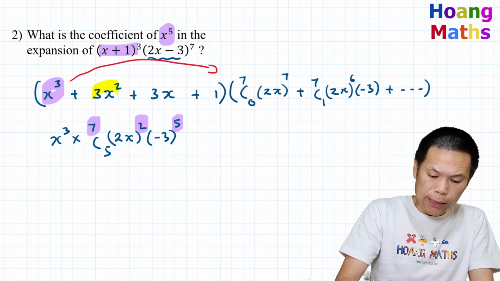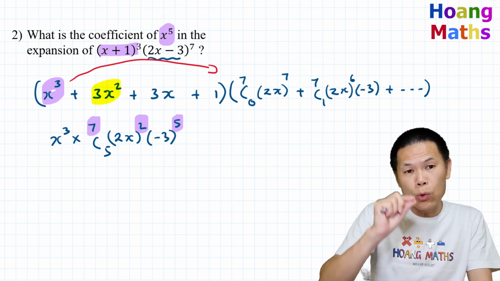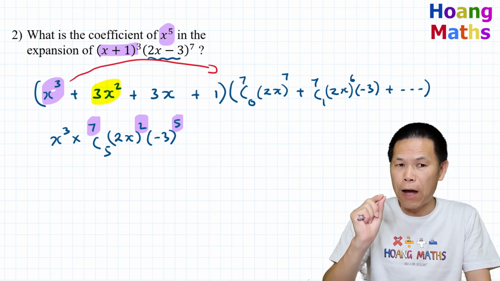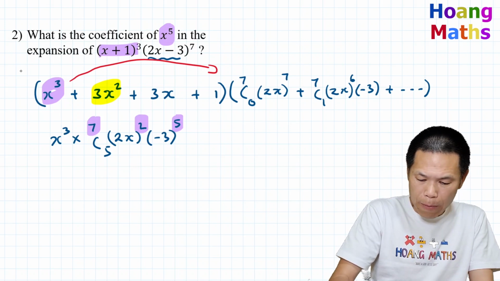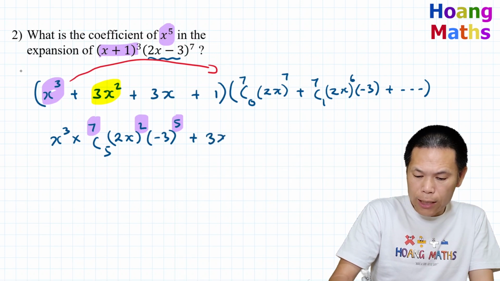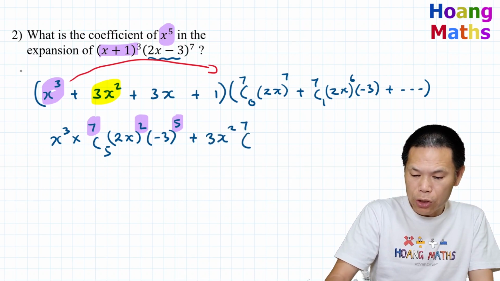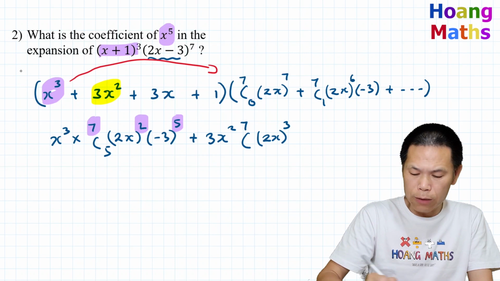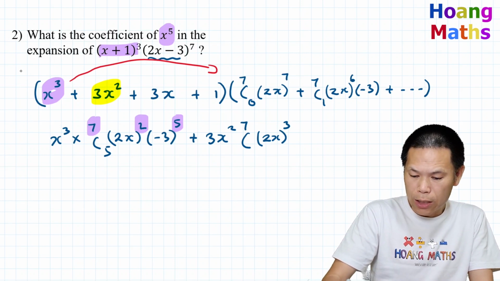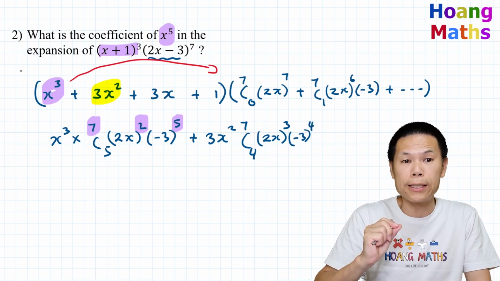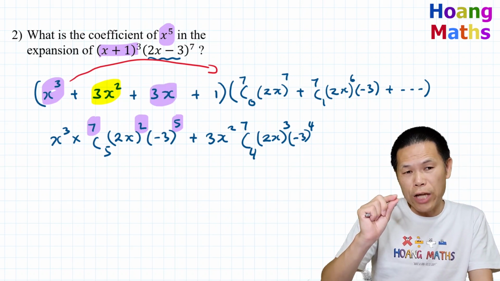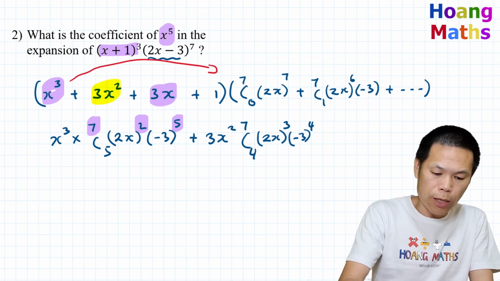So keep that in mind. And if we are using this term, because this is x squared, we need to times with the term that has x power 3. Remember that x power 5 is what is required. So that is plus 3x squared, and we have 7c, let me just write (2x) first, power of 3, because we need to have x power 5 when we times the two terms together. So that is minus 3 to the power 4, and this is c4, because 3 plus 4 is 7. Then, if we use this term, 3x, we need to times by x to the power 4, so that gives me x power 5, okay?